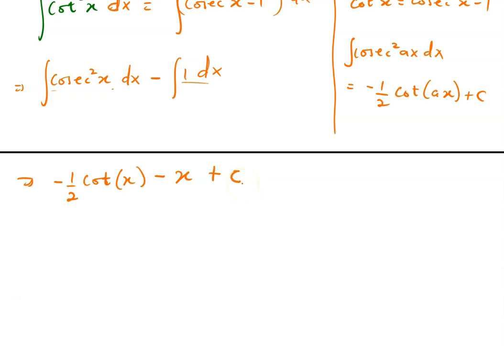Do you get it? Yes. So that is basically the integration of cosec squared x dx minus 1. Are you okay? Yes. So that is for the integration.